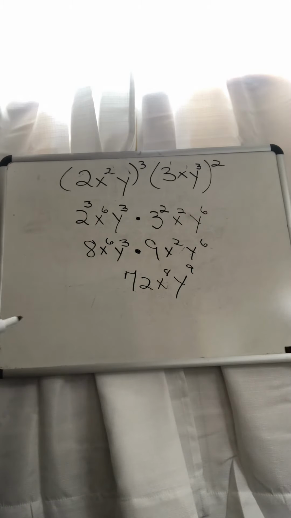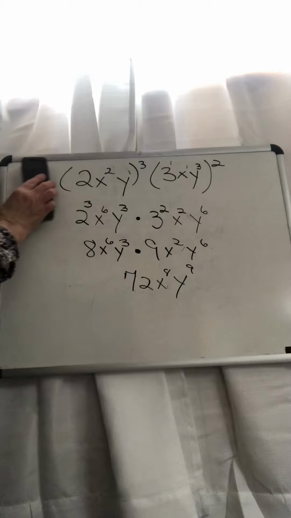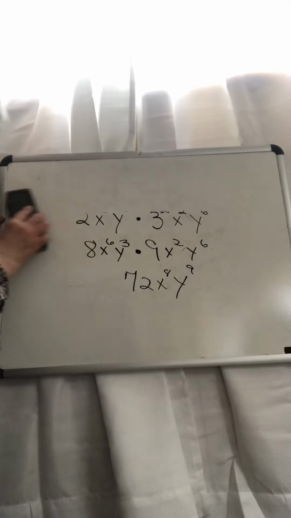Great. Okay. So that's how you multiply a monomial times a monomial when you have an exponent outside the parentheses. So if you look at your handout, the next thing that we're going to be doing is multiplying binomials. And this is also in 5.5 and 5.6.